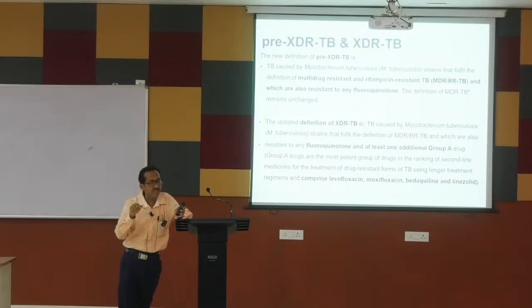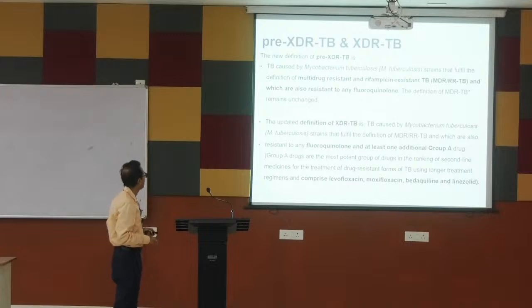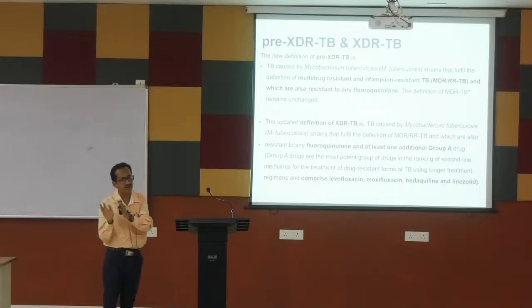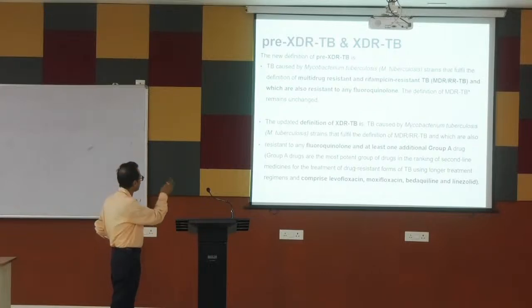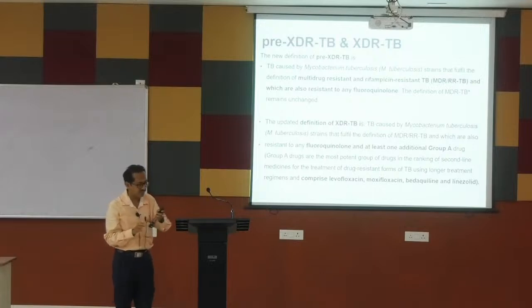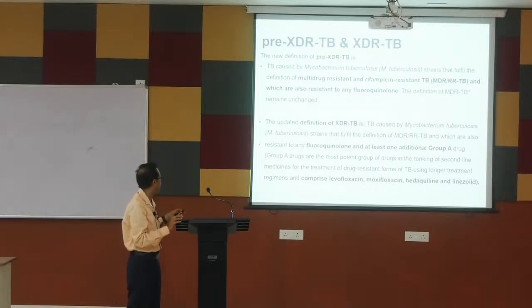Now it has been divided into two, pre-XDR and XDR. Pre-XDR is MDR plus resistance to fluoroquinolone, because levofloxacin is used as an antitubercular drug. Another is XDR, which is resistant to fluoroquinolone plus an additional group A drug. Group A drugs are drugs used in the second line of tuberculosis treatment. Which are the group A drugs? Levofloxacin, moxifloxacin, bedaquiline and linezolid. XDR means resistance to fluoroquinolone and also to these group A drugs such as linezolid.